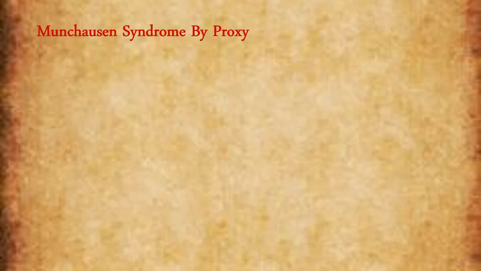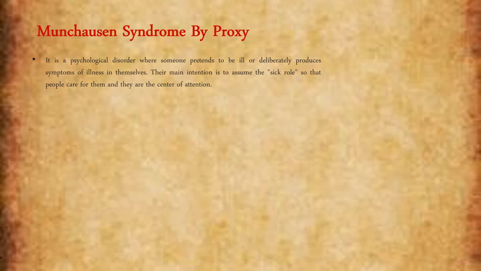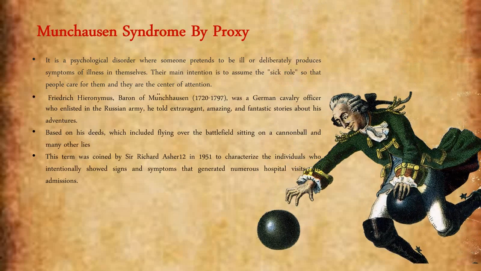Munchausen syndrome by proxy. Munchausen syndrome in adults is called just Munchausen syndrome, but if it is in children, he is not the one who is pretending the disease. It is his mother or his relative, often nurses, because they know how to know diseases and to translate the symptoms as diseases. So if it is in children, it's called Munchausen syndrome by proxy, by a relative. It is a psychological disorder where someone pretends to be ill or deliberately produces symptoms of illness in themselves. Their main intention is to assume the sick role so that people care for them and they are the center of attention. Who is Munchausen?